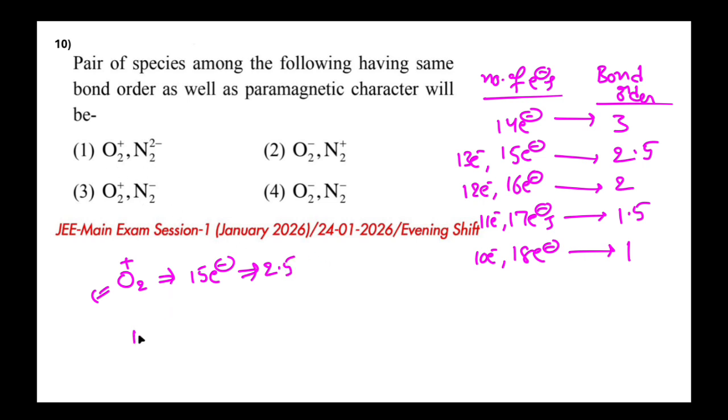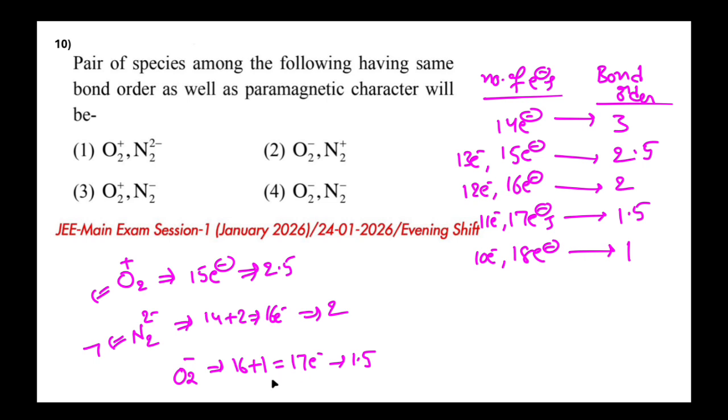Next, N2 2 minus. Nitrogen has atomic number 7, so 7 2s are 14. Add 2 electrons: 14 plus 2 is 16 electrons. 16 electrons means bond order 2. Similarly, O2 minus. Oxygen 8, 8, that's 16, plus 1 is 17 electrons. 17 electrons means bond order 1.5.